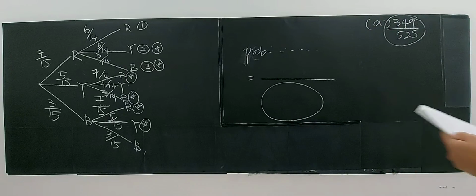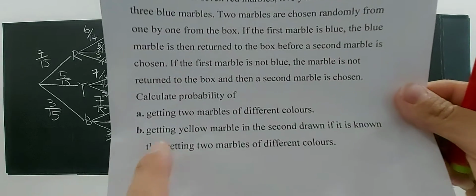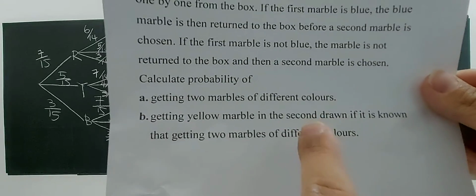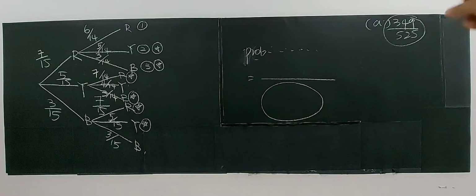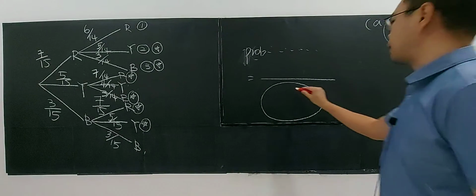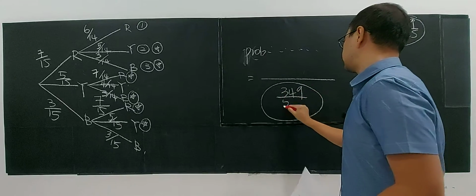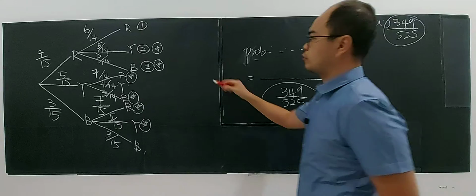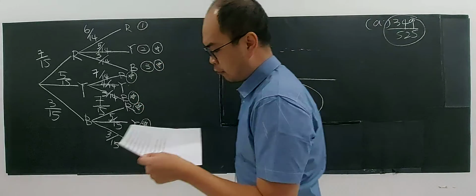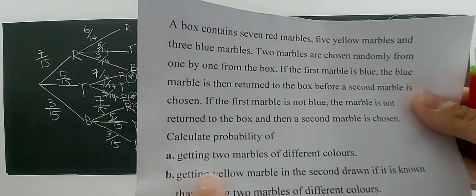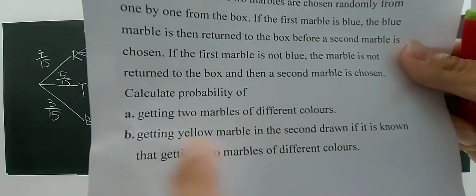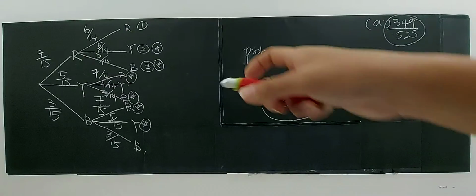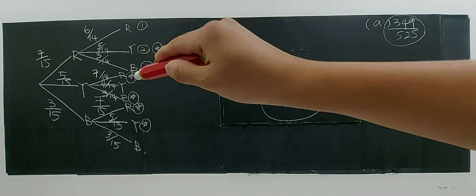You must know what is the probability here. If it is known that getting two marbles of different colors, you see the probability of getting two marbles of different color is 349 over 525. That means you have to divide by this probability, 525, the total of these 6. Now, the question is asking us to find the probability of getting a yellow marble in the second round, if it is known that getting two marbles of different color, meaning out of the 6 branches here.